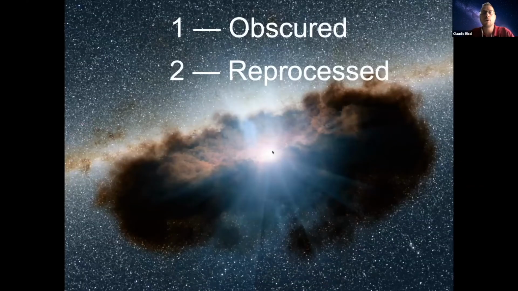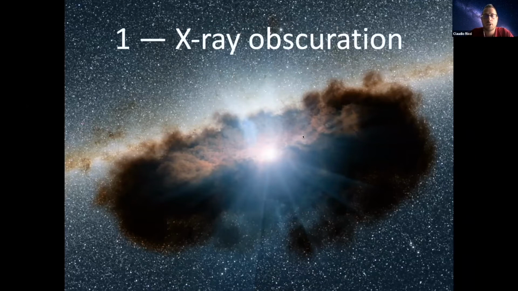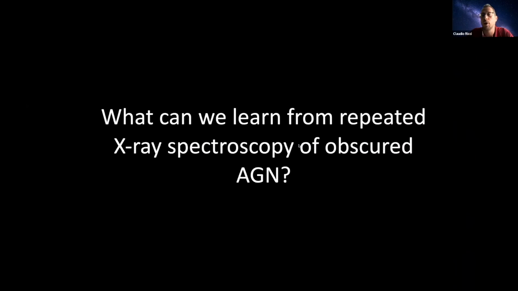So in my talk, I'm going to start talking about how we can use obscured radiation to understand better the circumnuclear environments of AGN. And then I will go to reprocessed radiation, in particular focusing on many of the advancements that we have seen both in modeling and broadband X-ray data over the past years. So I'm going to start with X-ray obscuration. X-ray obscuration can be used in different ways. For example, we can look at AGN repeatedly, and from this we can learn something about how variable this obscuration is.